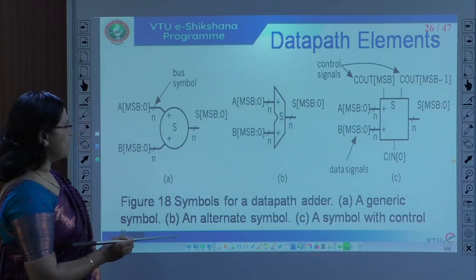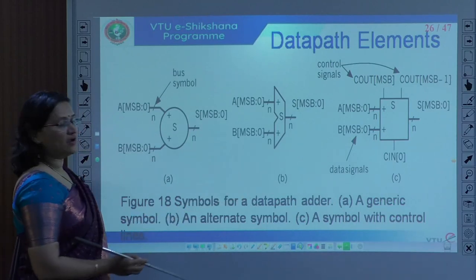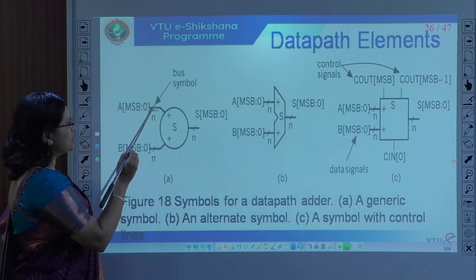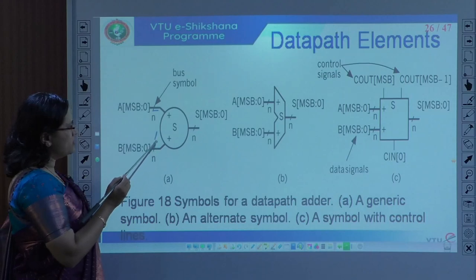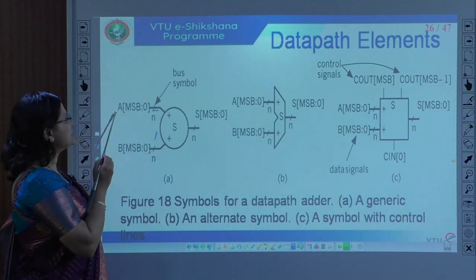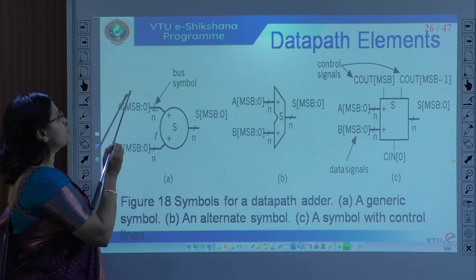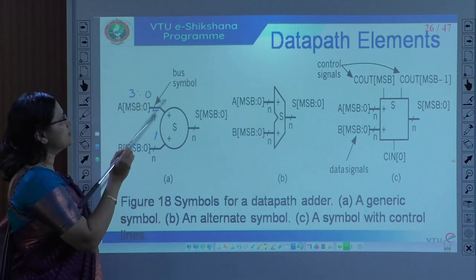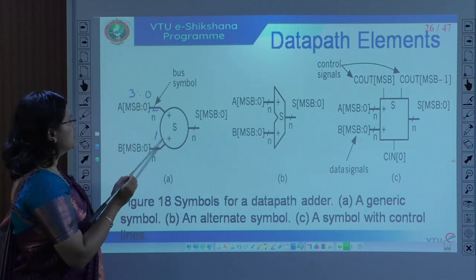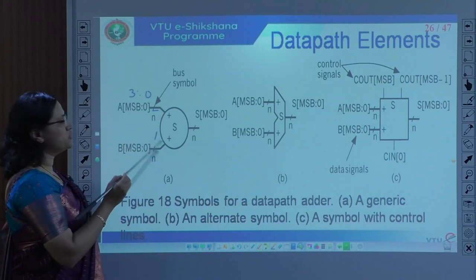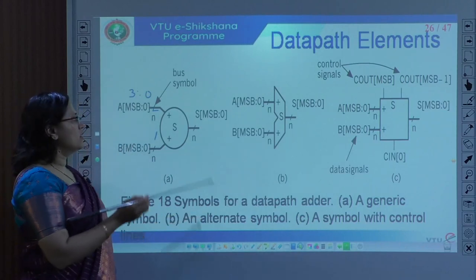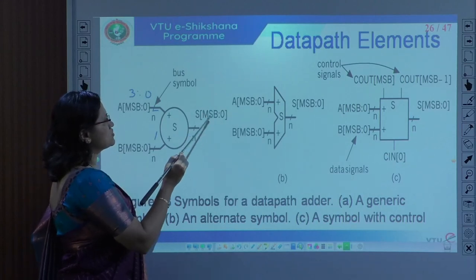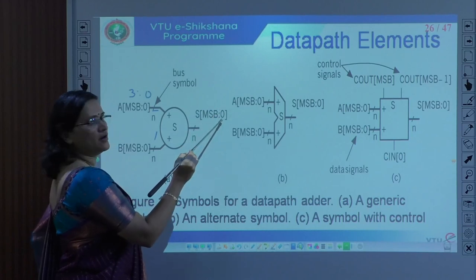So these are the data path elements. In the symbol for a data path adder, you can see this heavy line, and also the notation shown like this. This indicates it is a bus. So it is A, MSB down to 0. If you take MSB as 3 down to 0, then it is a 4-bit adder. If you say it is 7 down to 0, it is an 8-bit adder. And the sum will also be indicated in the form of a bus. The sum also is going to be represented as MSB down to 0.